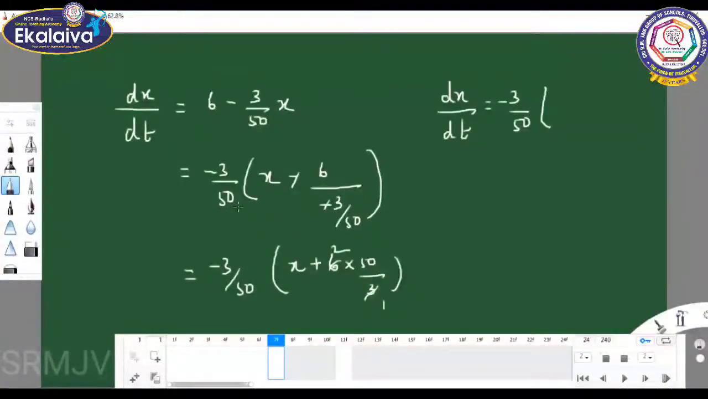Minus 3 by 50 into x minus 100, x minus 100 because it is positive. So minus into minus become plus. You can take out 3 by 50 alone, it's enough. Minus 3 by 50, x plus 100, you can take the value x plus 100. See here, already we have taken that minus.